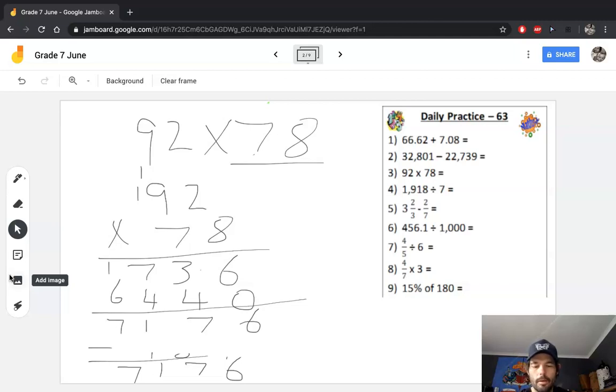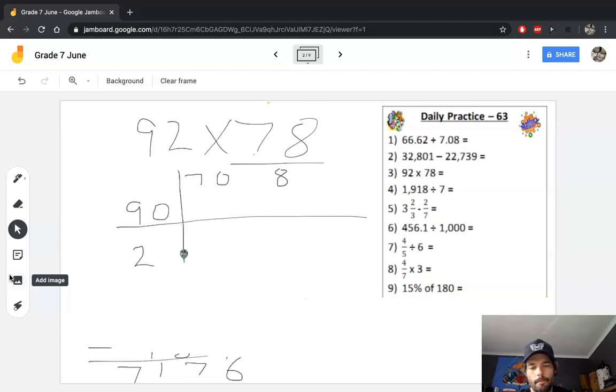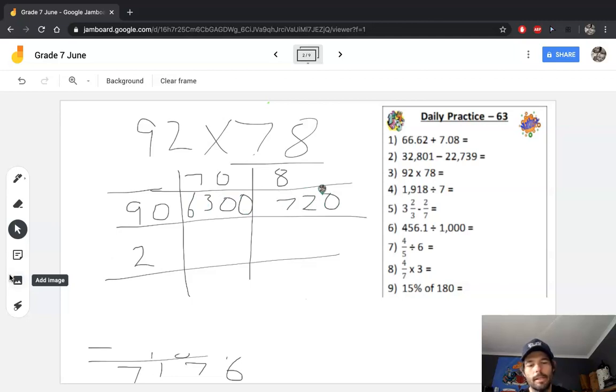The other method that I'm just going to shoot through quickly is a kind of split method. So I split 92 up into 90 and 2, and 78 into 70 and 8. Right, I then multiply them, and I can say 90 times 70. I know 9 times 7 is 63, and then there are 2 zeros in the question, so 2 zeros in the answer. 90 times 8 is 720.